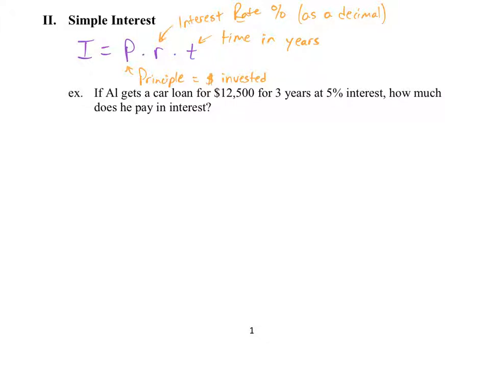All right, so we have L. L gets a car loan for $12,500. He wants to buy my super sweet rusty Honda Civic, and he doesn't know it's worth way less than that. Okay, 3 years, 5% interest. How much does he pay in interest?